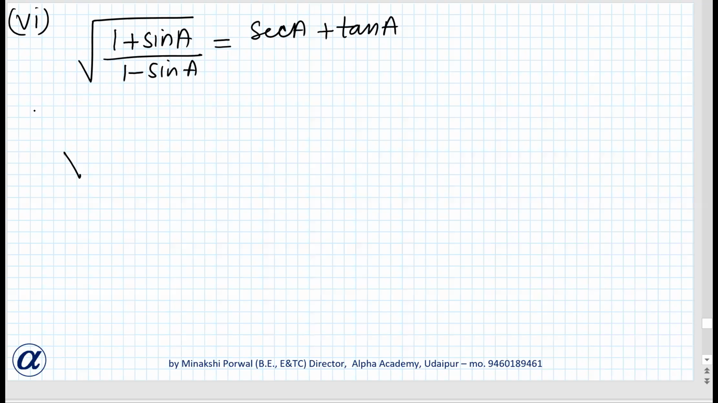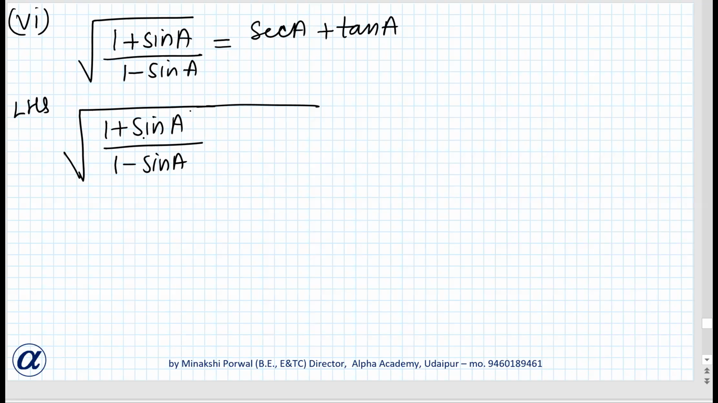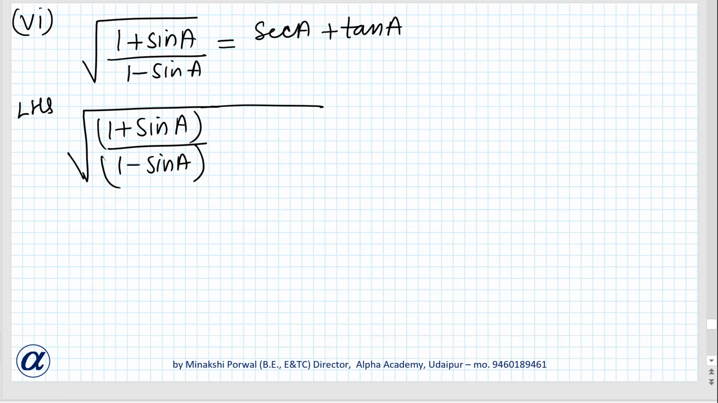LHS I have taken under root of 1 plus sin A upon 1 minus sin A. Multiplying. Ma'am, screen is not visible. Screen is not visible for all of you, or is everybody able to see my screen? Yes, ma'am, I can see. Ma'am, the last question only we are seeing. Okay, so Hina Limani maybe कुछ delay के साथ आ जाएगा या फिर कुछ network issue होगा तो with time I think within few seconds it will come.